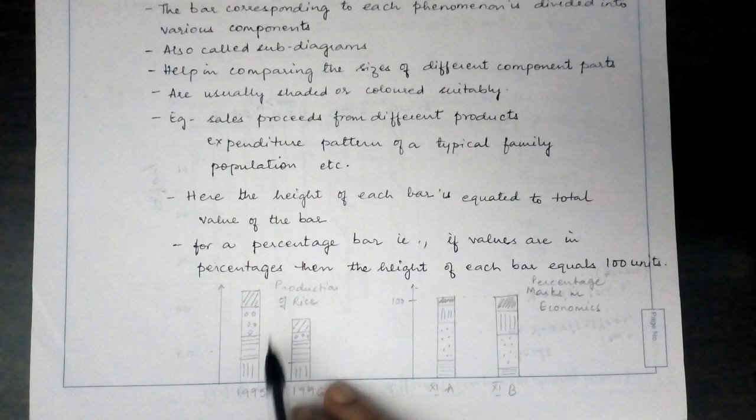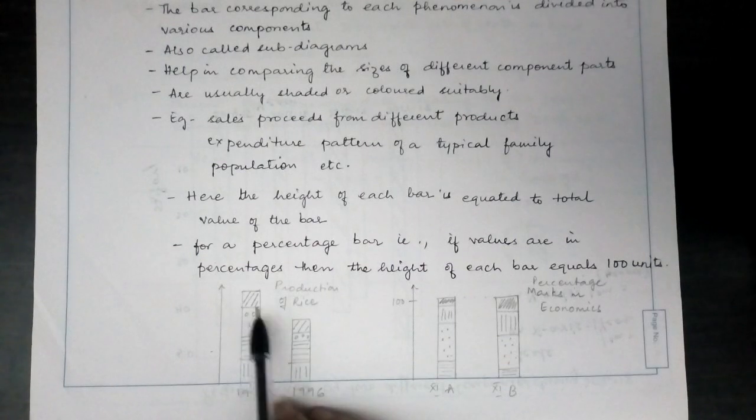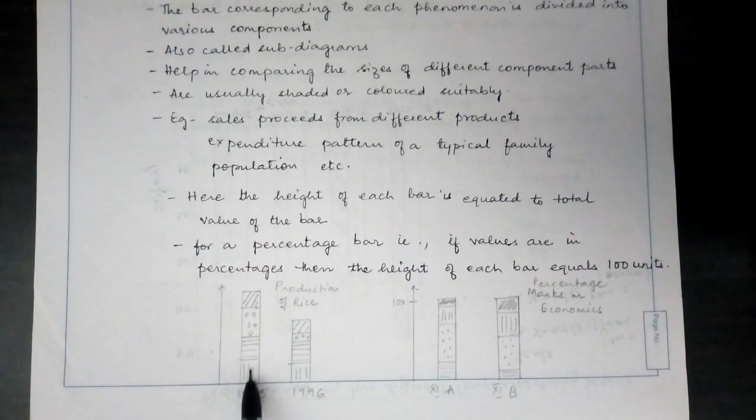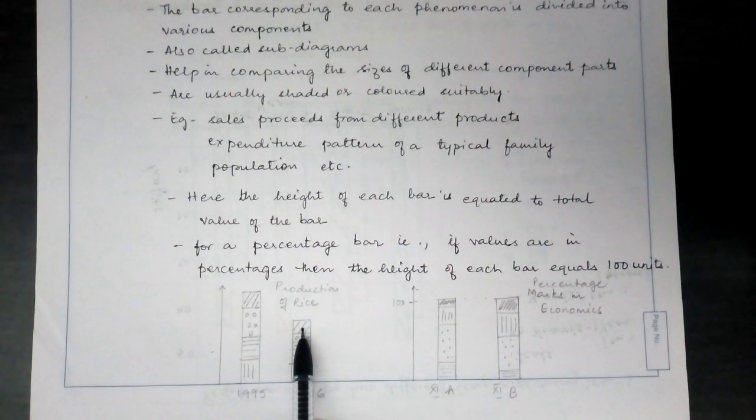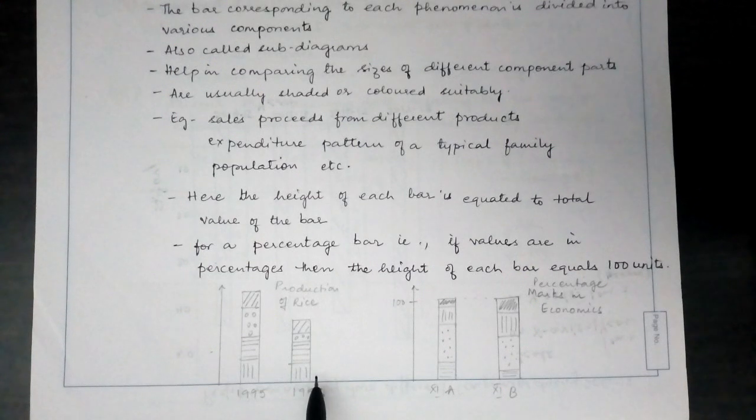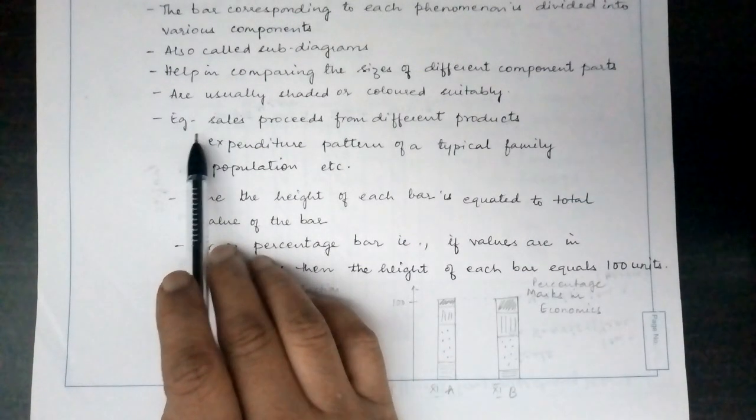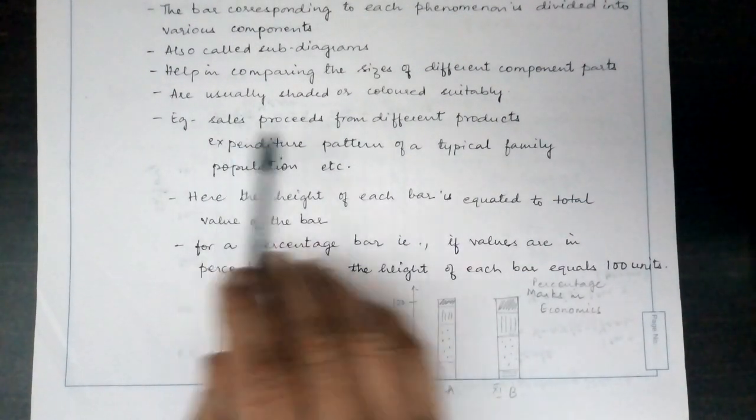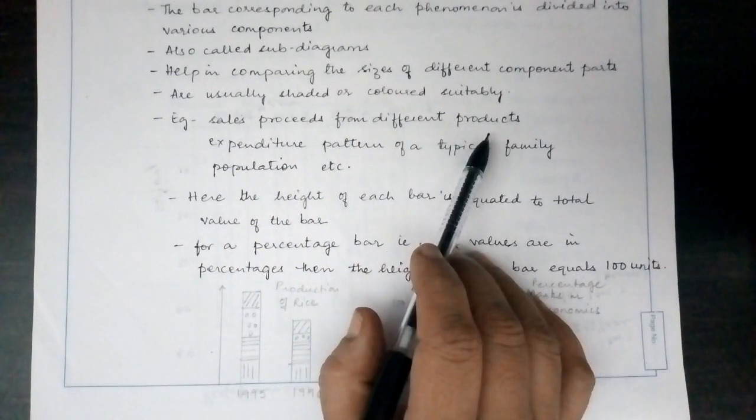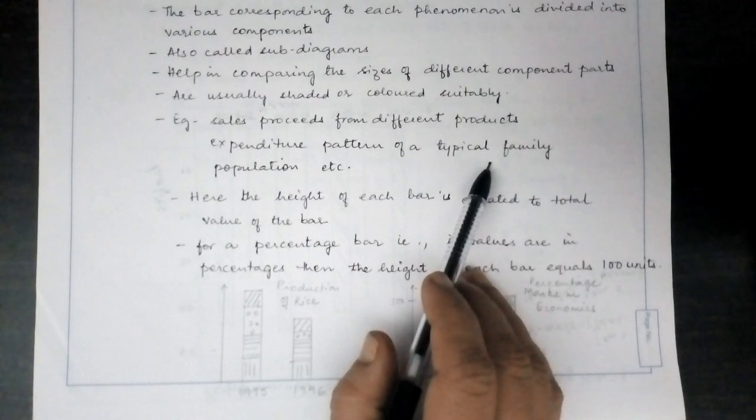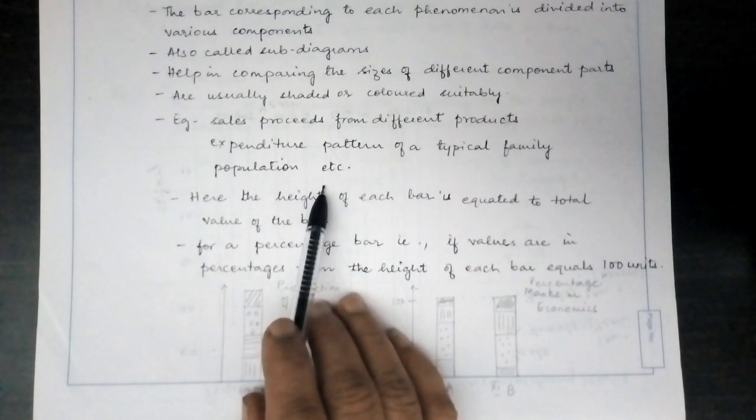As you can see over here, this bar is divided into parts or components, and each component is colored differently. Here also, each compartment or component is colored differently in order to differentiate it from each other. Then examples of component bar diagrams are sales proceeds from different products, expenditure pattern of a typical family, population, etc.